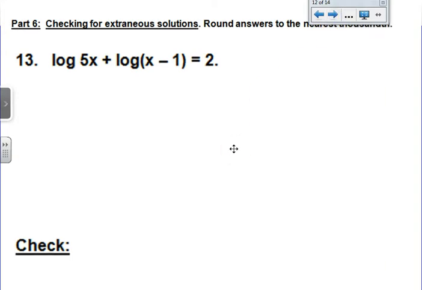Okay, the next section, we're still going to exponentiate, but we're going to have to combine some logarithms and use some properties before we can do that. And then we might end up with extraneous solutions, so we have to be a little careful.